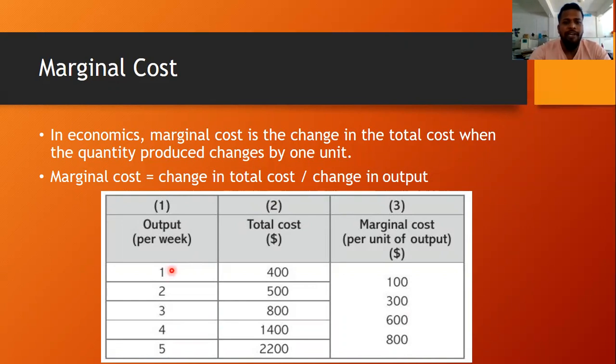Here I have given one figure. You can check it here. In the first column, we can see output 1, 2, 3, 4, 5, and total cost 400, 500, 800, 1400, and 2200.